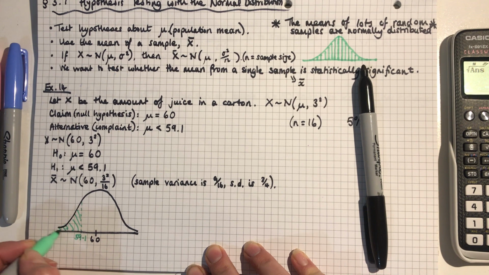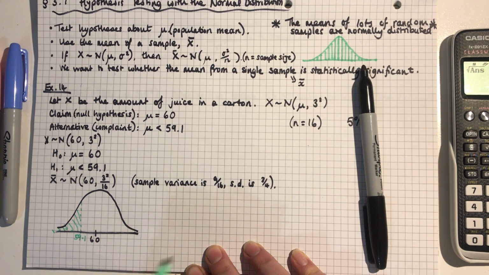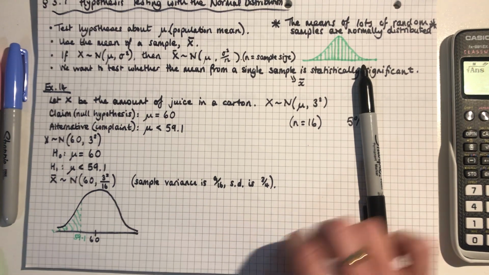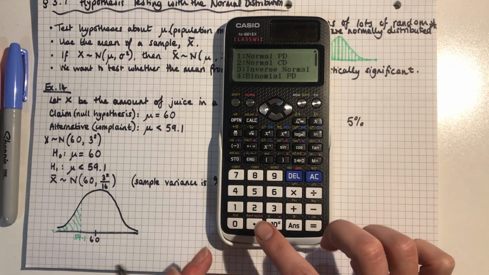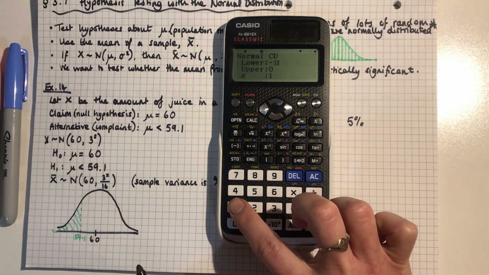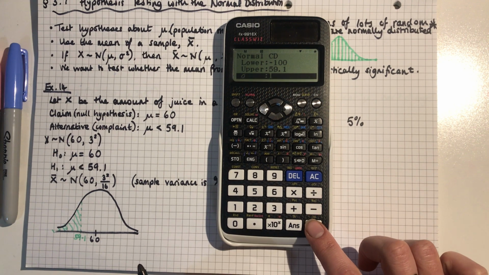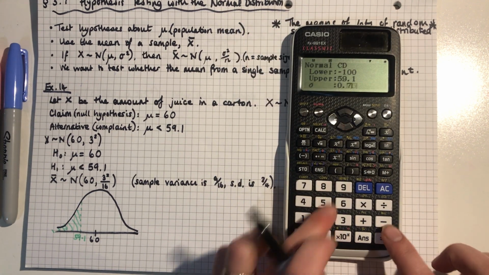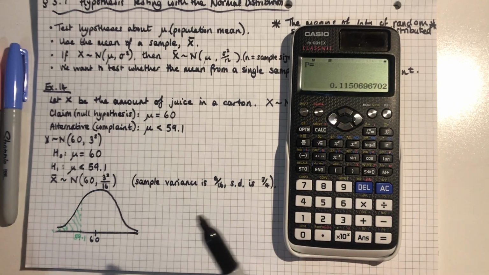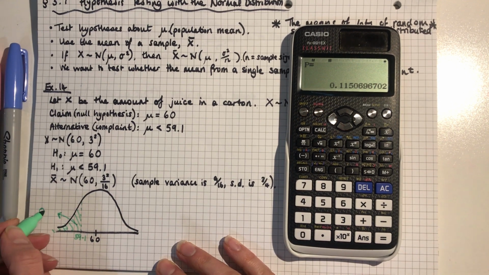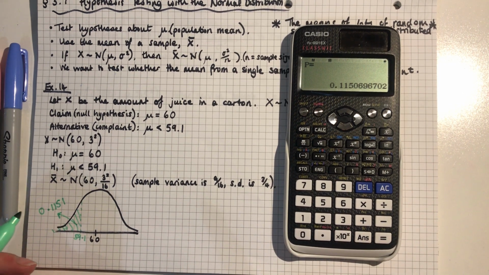So I want to know, what's the chance of that happening? What's the chance of us being 59.1 or less? Because we're seeing whether or not the mean is actually less than 60. So let's use our calculator to work out that probability. We go to normal cumulative, take a really low lower bound here, and the upper value is 59.1. Sigma was 3/4, and our mu, we're assuming it's 60. And that gives us a probability here of 0.1151. That's an 11.51% chance.